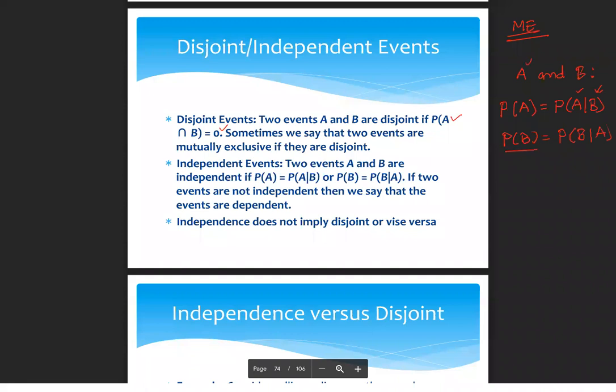So this is how we define independence. Two events are independent if the probability of A is the same as the probability of A given that some event B has happened, and the probability of B is the same as the probability of B given that some other event A has happened. That's the definition of two events being independent. So that means if A and B are two different events, one does not influence the probability of the other, or vice versa.